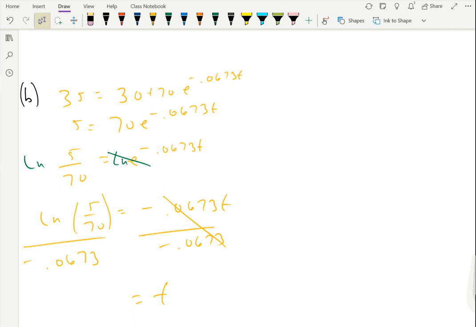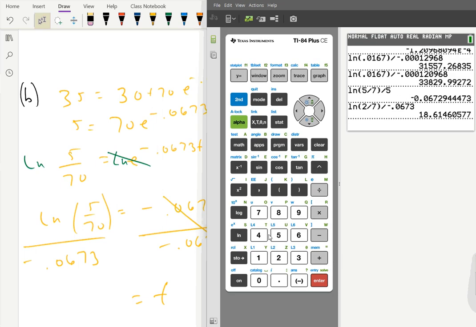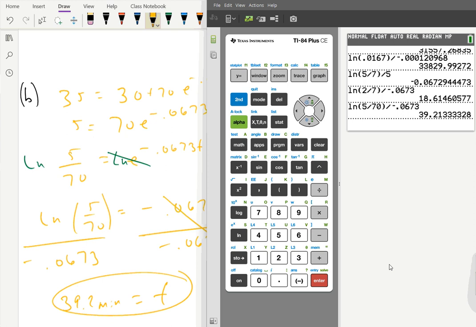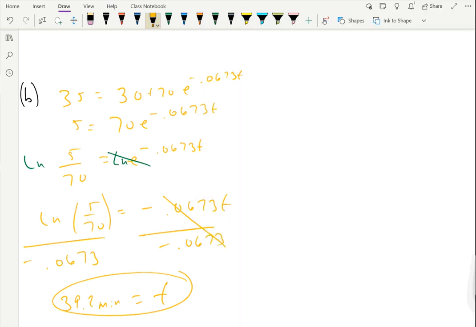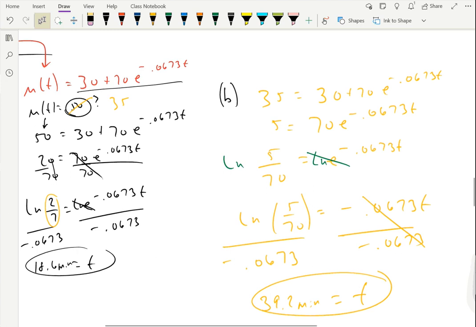Let's see what we come up with on our calculator. So we have natural log. And one reason I would have caught this is that the numbers here would have been quite a bit different. So let's see, we've got 5 over 70 divided by, again, our negative 0.0673. So we end up with approximately 39.2 minutes. Minimize my calculator, so we can see everything that we have.